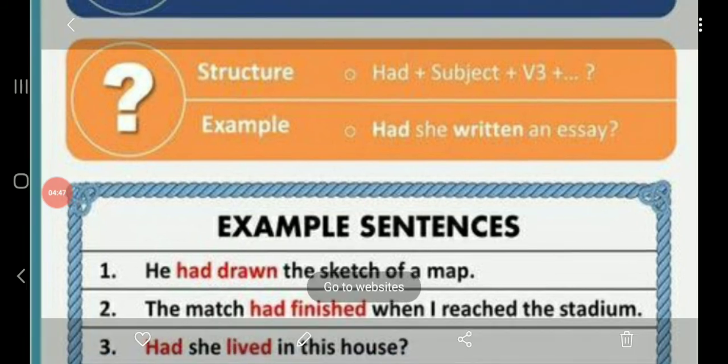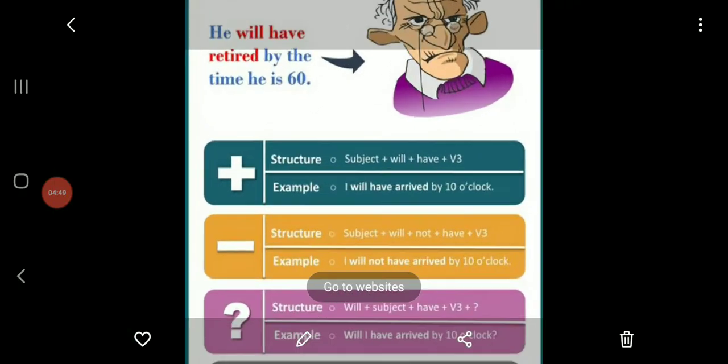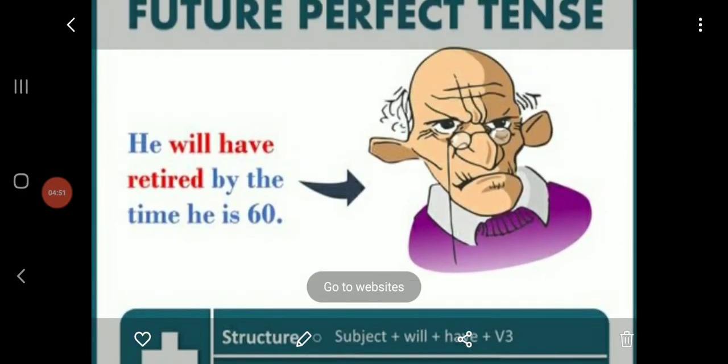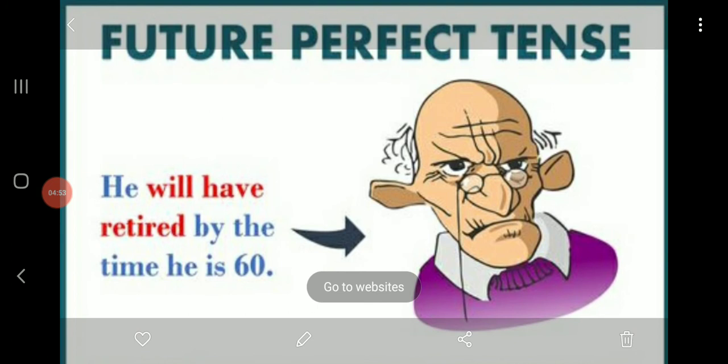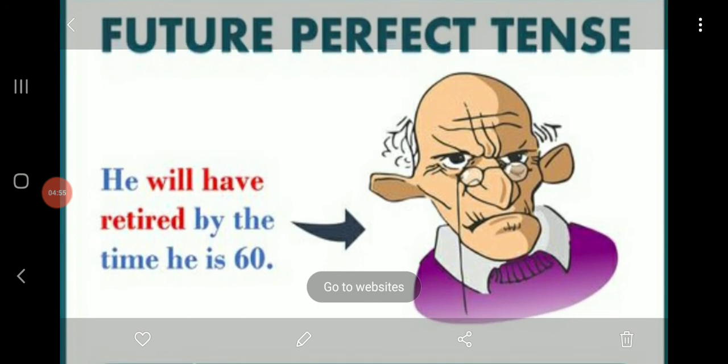Now we are moving towards the future perfect tense. One of the important tenses. It gives the sense of तक also. For that we use by in it. He will have retired by the time he is 60. 60 साल की उम्र तक वो रिटायर हो जाएगा.